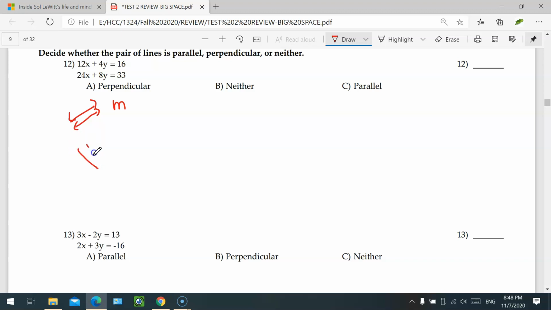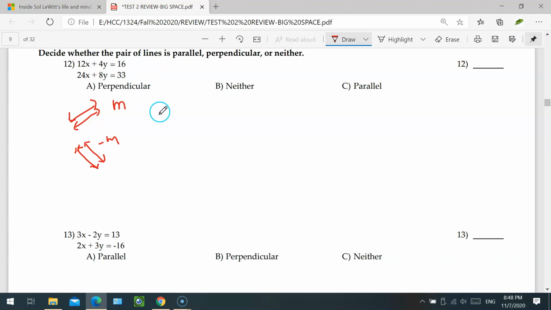So if two lines are parallel in this direction, both lines have a negative slope, and this one has a positive slope. So how can we determine whether two lines have the same slope? The easier way is to rewrite the equation into slope-intercept form.